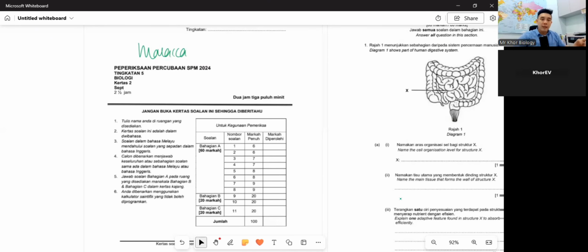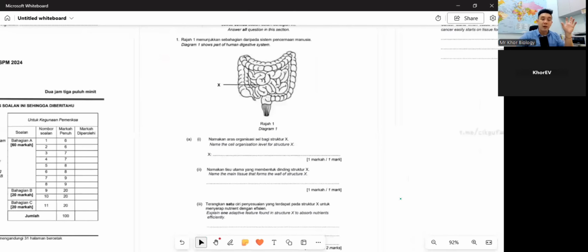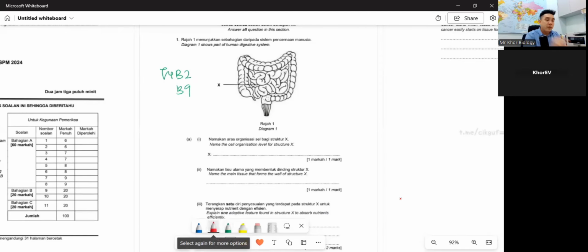Now, question number one here is to do with, of course, one look you would think it definitely involves chapter 9, but because they are also asking cell organization, this involves Form 4 chapter 2 as well as chapter 9. So first of all, you have to name the cell organization. Understood, this is an organ.